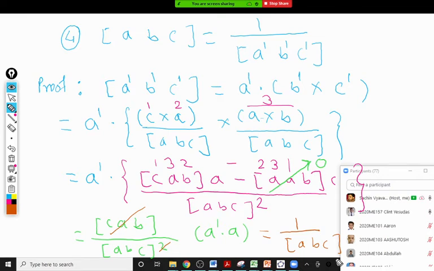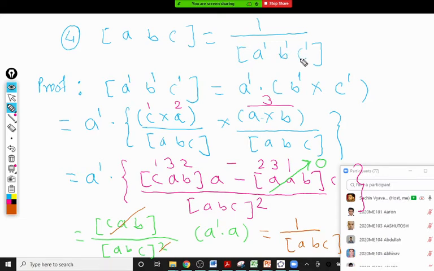Sir, what about the dash sign over there? 1 upon bracket A dash B dash C dash. Here, this one. Which dash sign? Tell me. Sir, above that, over there, it's this.